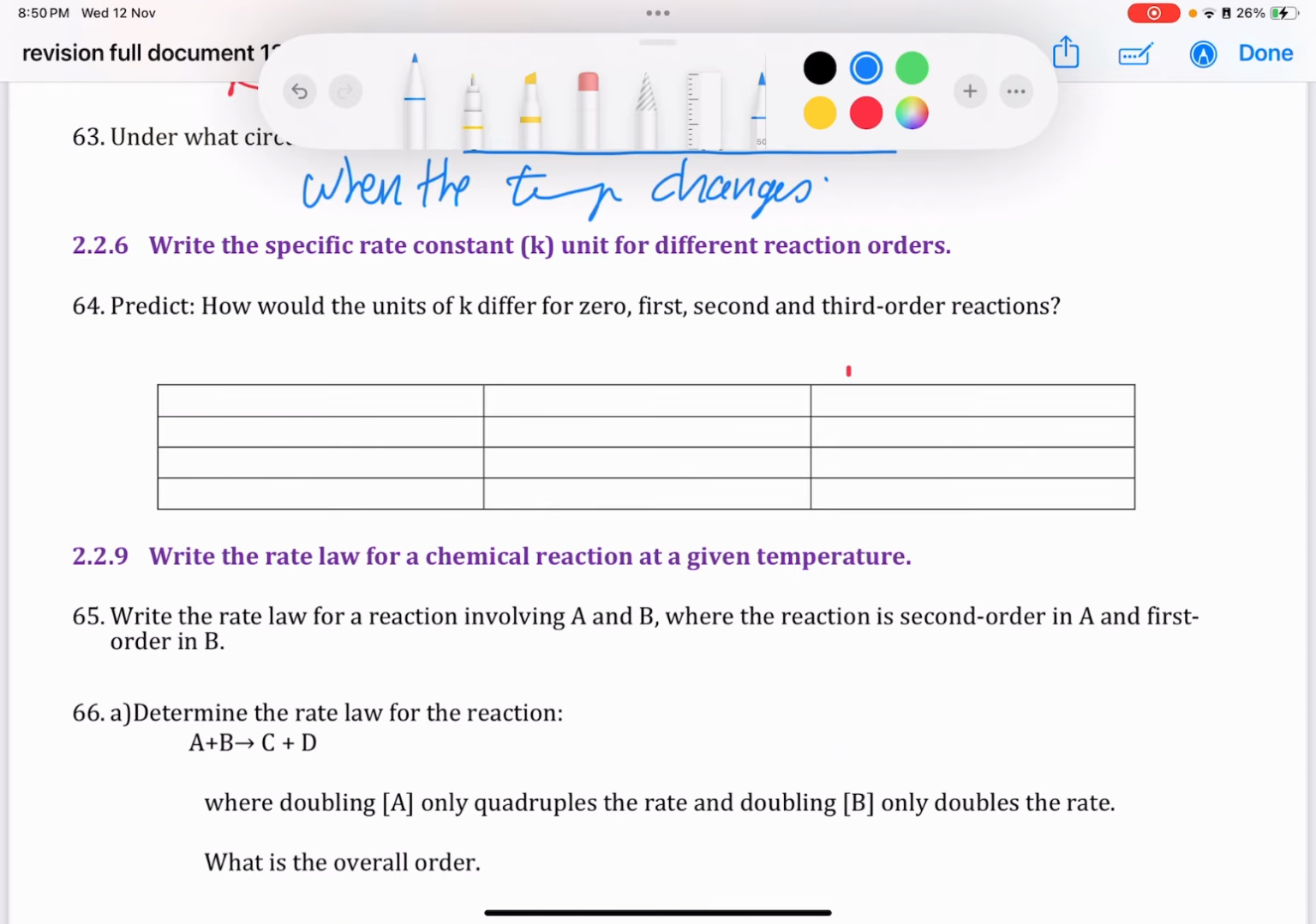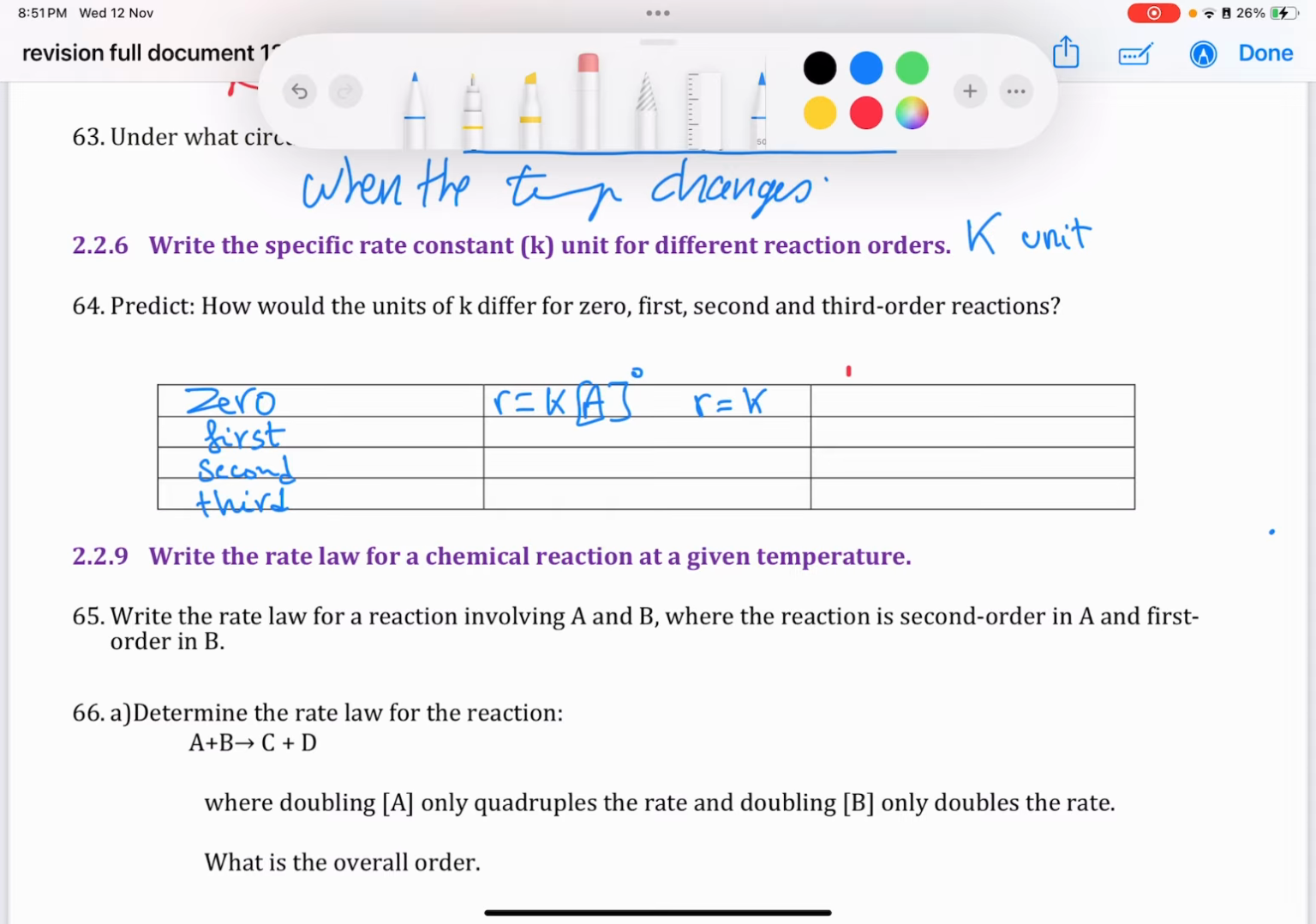Now this K is specific for every reaction, and the unit of K changes depending on the overall order of the reaction, whether the reaction is zero order, first order, second, or third. First, let me give you the formula of the rate law for a zero order reaction. A zero order reaction means that the reactant is to the power of zero. And if it is to the power of zero, I can simply write R equals K.